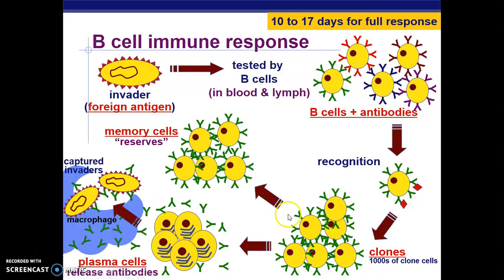The point is, by cloning or making many more copies of the B cell, there are now many, many more antibodies in the blood, which have a greater chance of finding and binding to the antigen on the pathogen, and signaling for the macrophages to come and engulf and digest the pathogen.